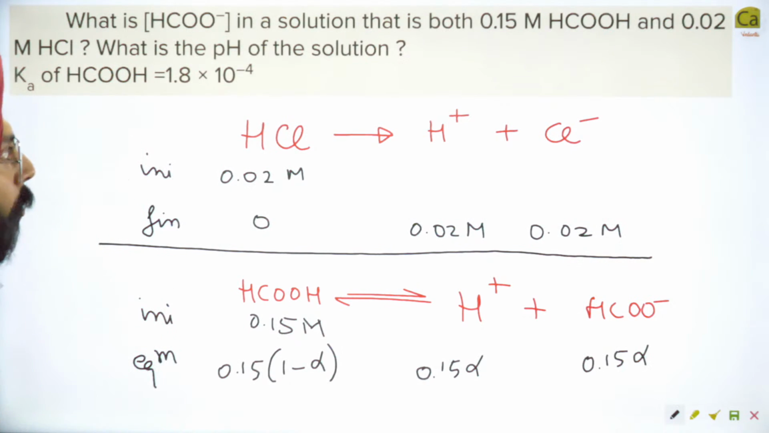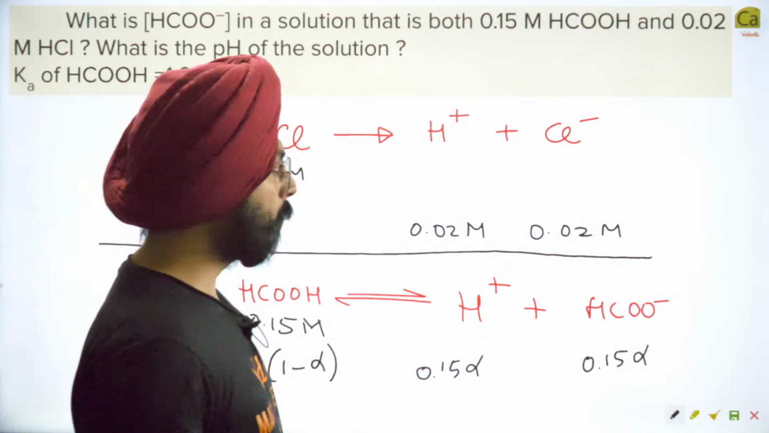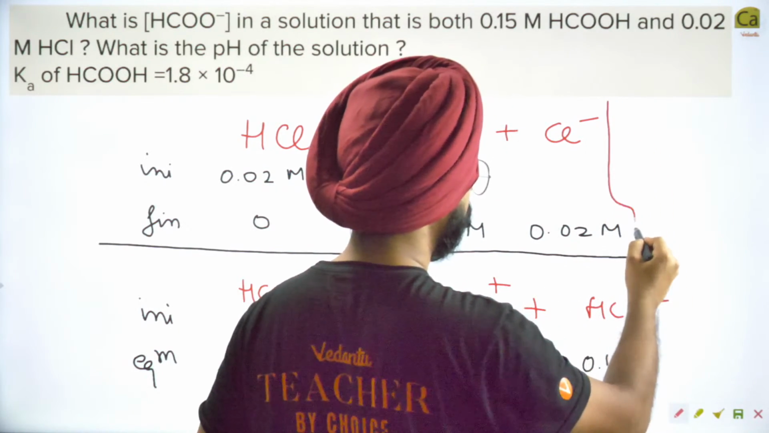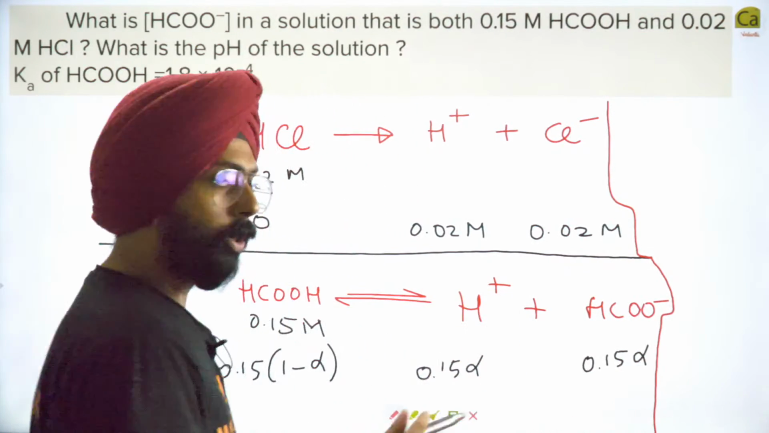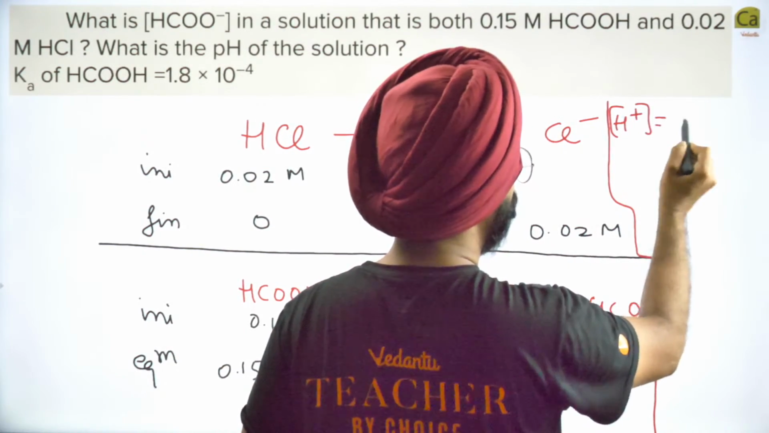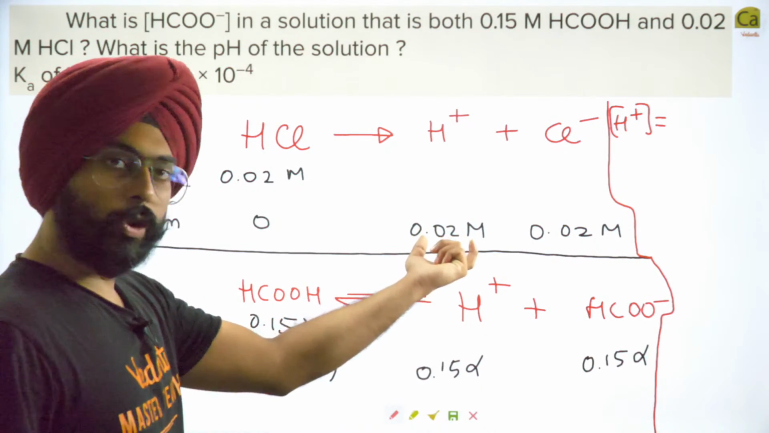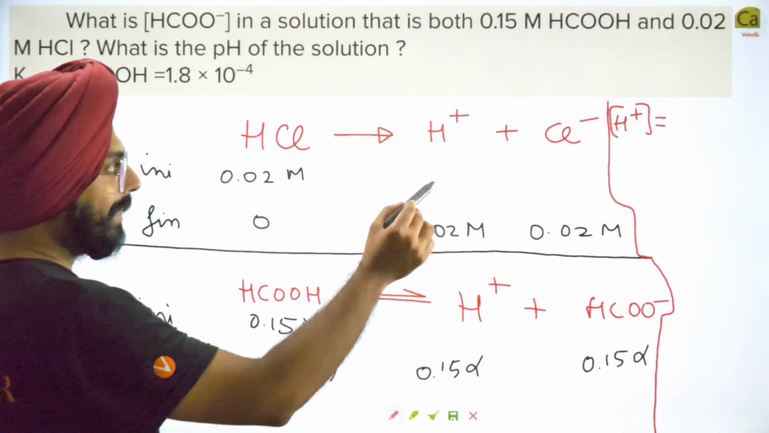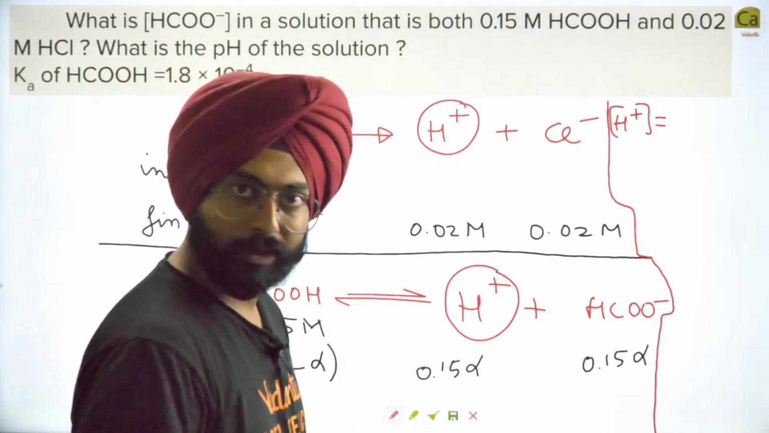Got it? Now my dear friends, in this entire picture, what is the total H positive concentration? Total H positive concentration is equal to this plus this. This concentration has to be taken care of. This concentration also has to be taken care of. So basically, there is a common ion in both of these reactions.